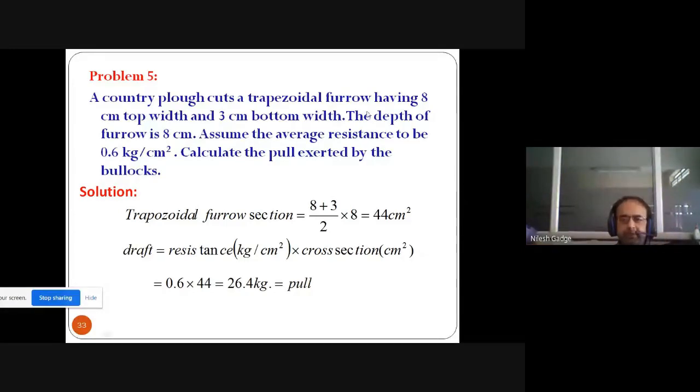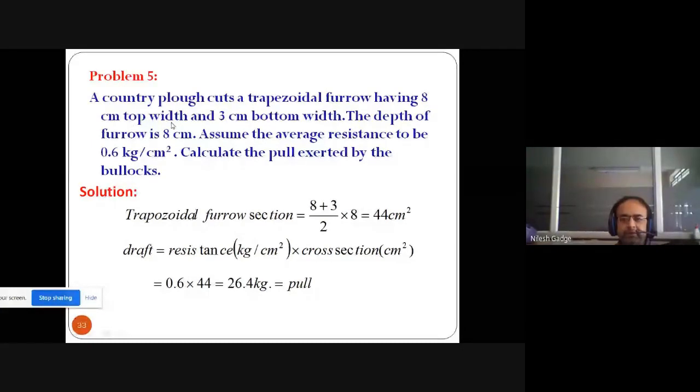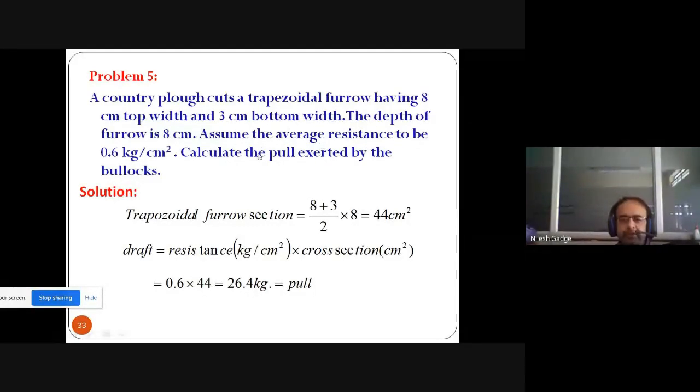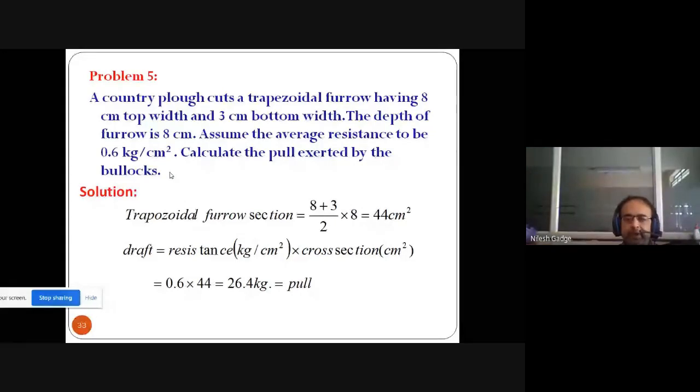A country plough makes a trapezoidal furrow having 8 cm top width and 3 cm bottom width. The depth of the furrow is 8 cm. Assume the average resistance to be 0.6 kg per square centimeter. Calculate the pull exerted by the bullock. The country plough is a bullock-drawn plough, also known as the indigenous plough, mostly used in India. We have to find out the pull, or the force required by the bullocks. So write down this problem. I will tell you how to solve this example.